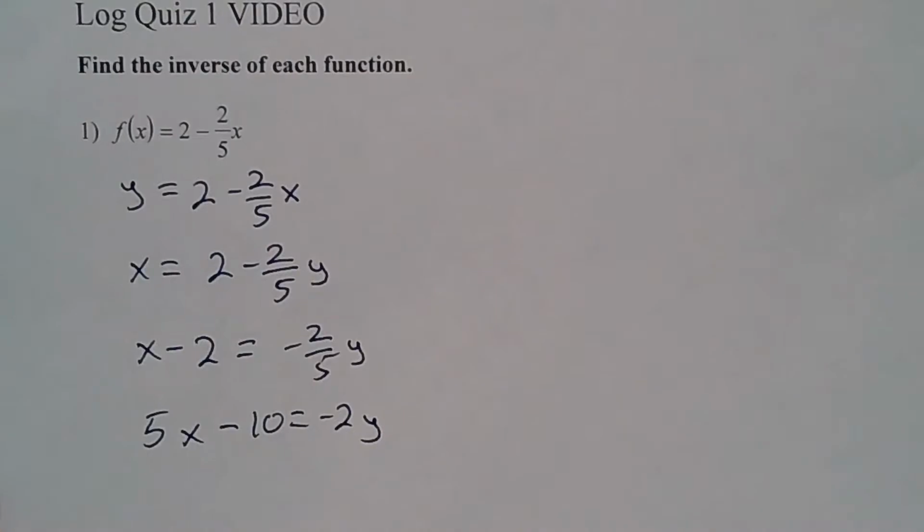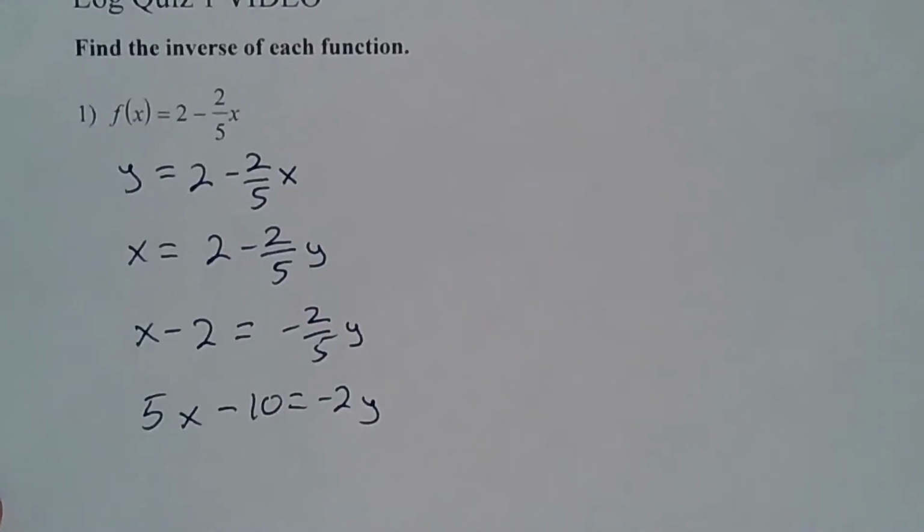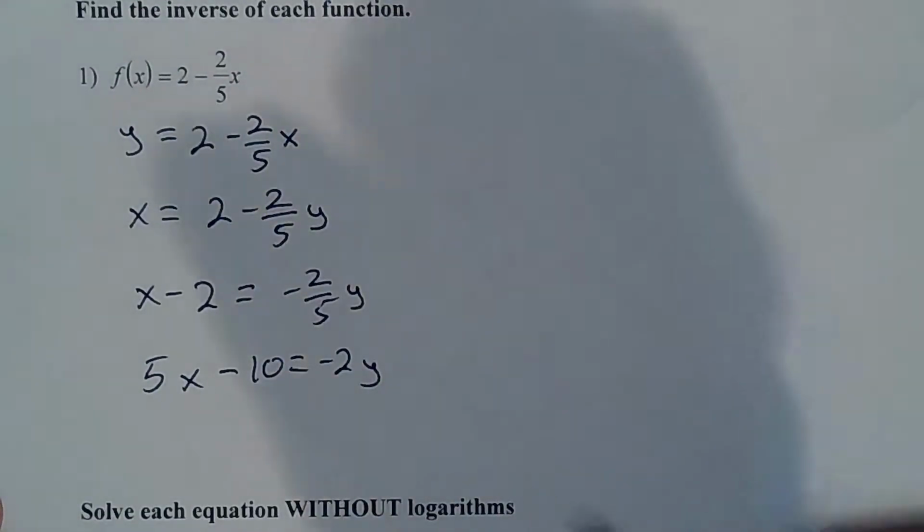So by multiplying everything by 5, you get 5x minus 10. Those are both just multiplied by 5, and on the right-hand side, the 5s are going to go ahead and cancel out. Then, solving for y, we want to divide everything by negative 2.